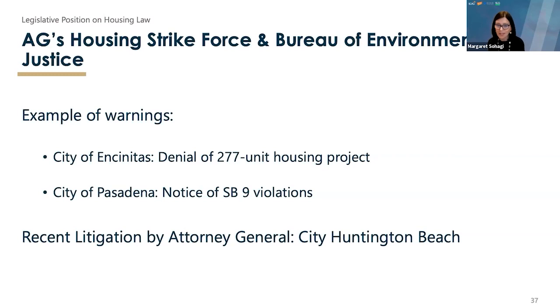Then the other one that has been making the newspaper on a weekly basis, including this morning, I noticed, is the ongoing dispute between the Attorney General and the city of Huntington Beach.